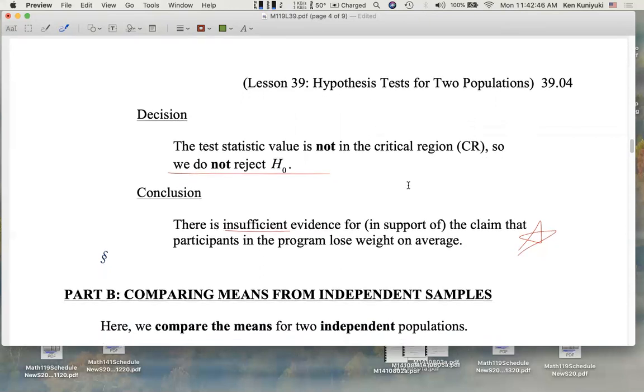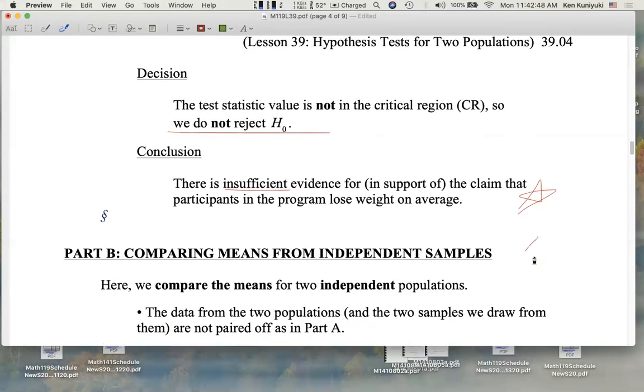Next time, what about comparing means from independent samples, like men versus women who are single, so they have nothing to do with each other right now? That's next time.